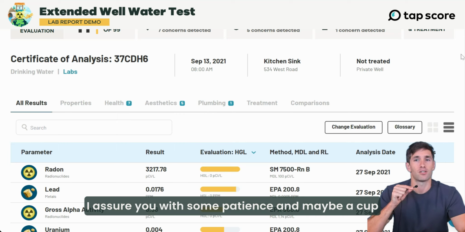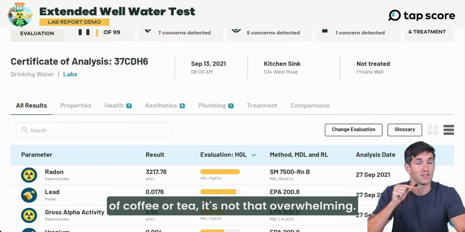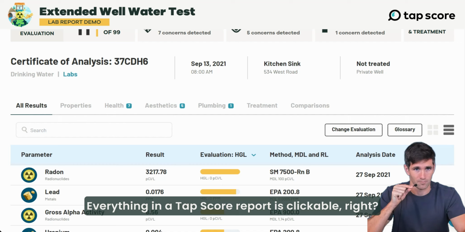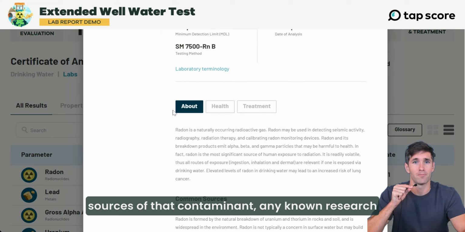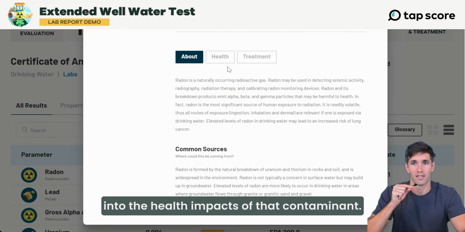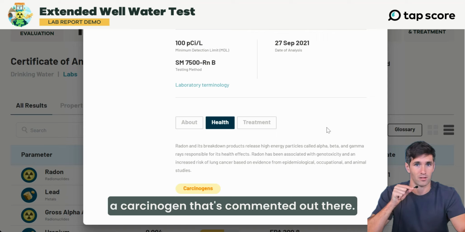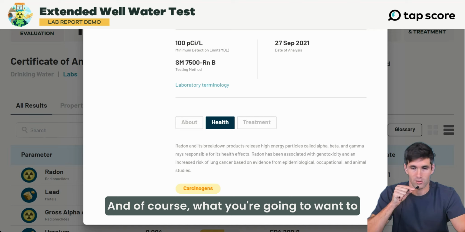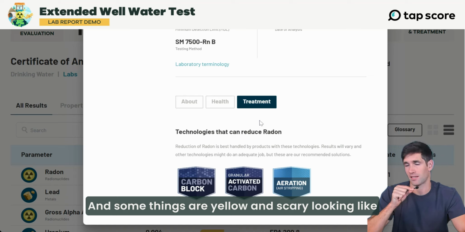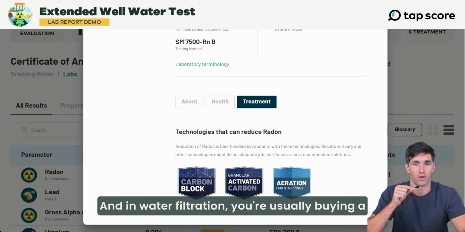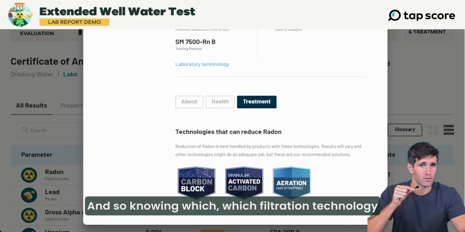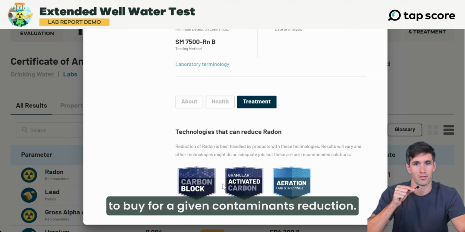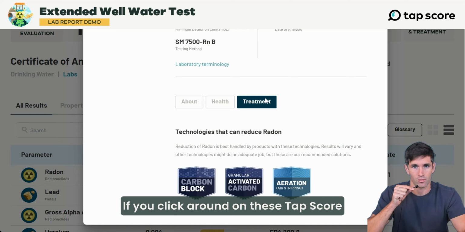This can be overwhelming, but I assure you, with some patience and maybe a cup of coffee or tea, it's not that overwhelming. Everything in a TapScore report is clickable, right? So you can easily read more about every contaminant, about the contaminant itself, the sources of that contaminant, any known research into the health impacts of that contaminant. In the case of radon, it's a carcinogen. That's commented out there. And of course, what you're going to want to know when you get a lab report back and some things are yellow and scary looking, like how do you make things better? And in water filtration, you're usually buying a filter or a treatment system or a conditioner. And so knowing which filtration technology to buy for a given contaminant's reduction is also available if you click around on these TapScore reports.